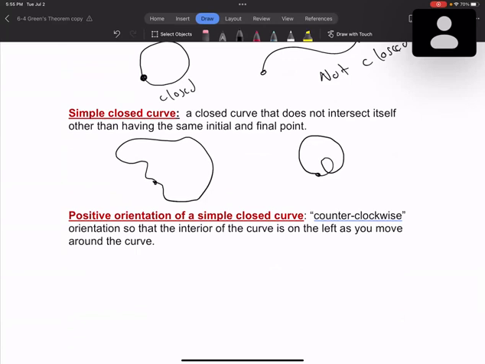And the positive orientation of a simple curve is counterclockwise. So how the watch moves, it moves counterclockwise, in this direction. So if you're moving in this direction, it's positive orientation. If you are walking around here in this direction, the inside of the curve is going to be on your right.